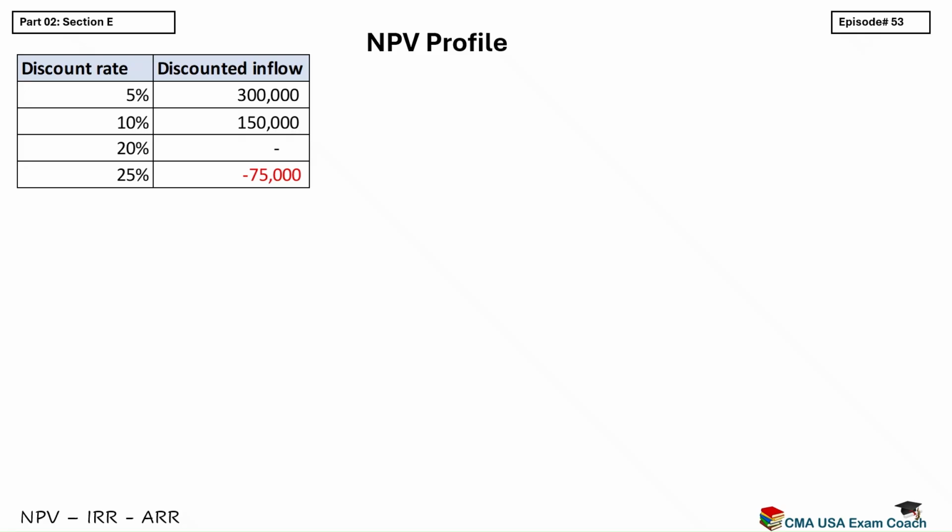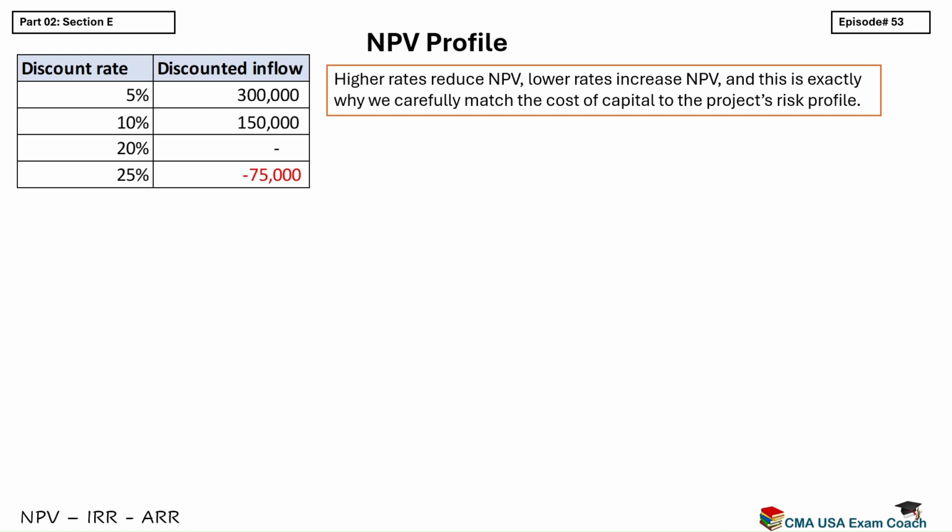You can see that even a moderate increase in the rate has a noticeable impact on the project's value. This happens because higher discount rates reduce the present value of future cash inflows. If we continue to increase the rate to 20%, the NPV becomes zero. This shows that at higher discount rates, the project's value is completely offset by the cost of capital. Finally, if the discount rate is increased further to 25%, the NPV turns negative, around minus $75,000. This clearly shows that the higher the required return or risk, the less attractive the project becomes.